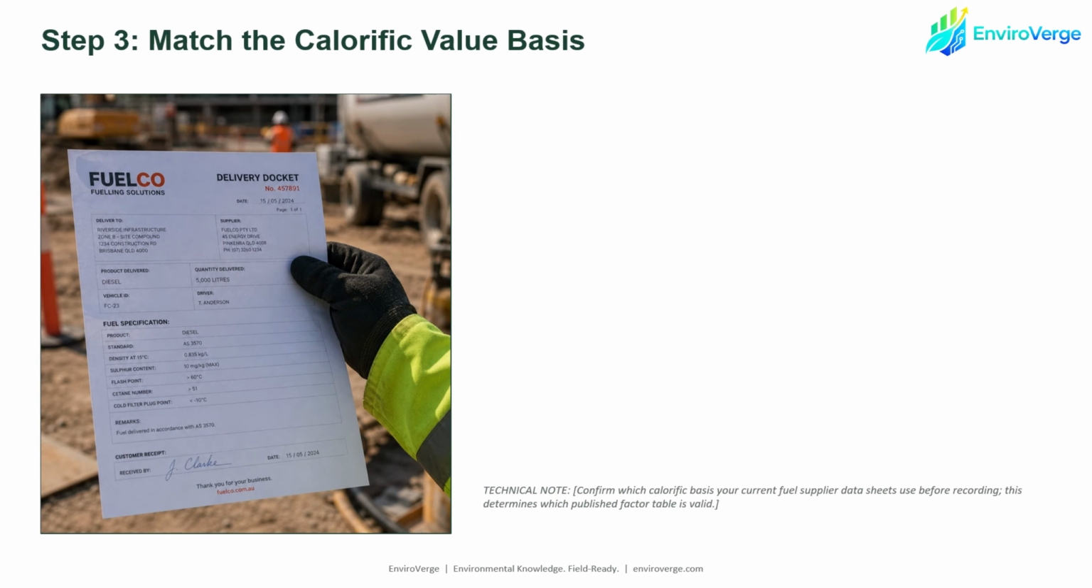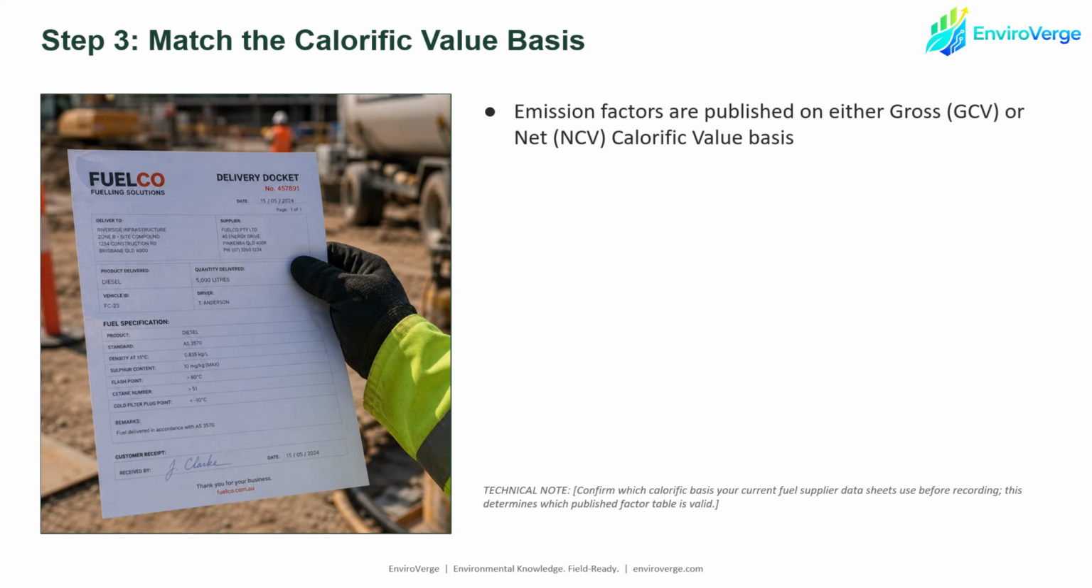Step 3 is the one that doesn't get taught, and it's where silent errors enter your calculation. Emission factors are published on a calorific value basis, and there are 2 versions: gross calorific value, GCV, and net calorific value, NCV. These are not interchangeable. GCV is the total energy released by combustion, including the heat of water vapor. NCV excludes that latent heat. The factors are different values.